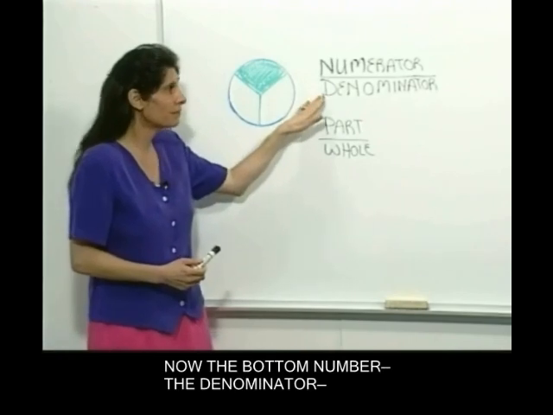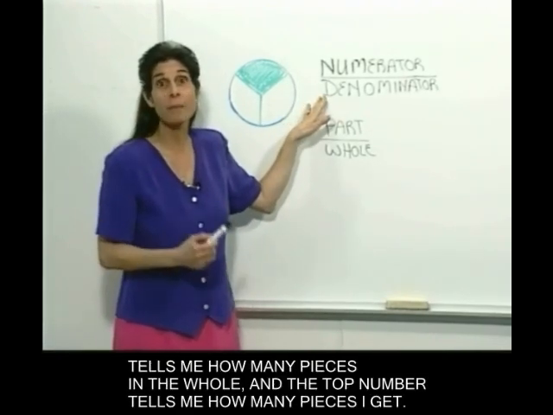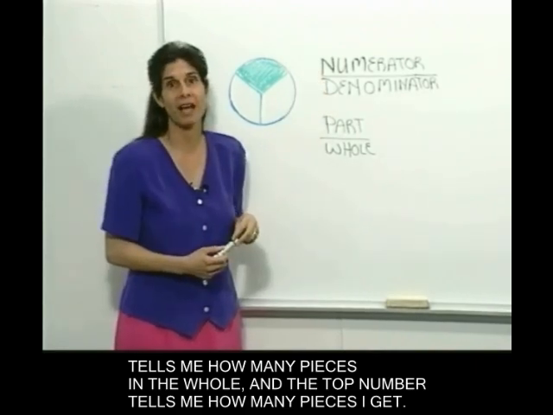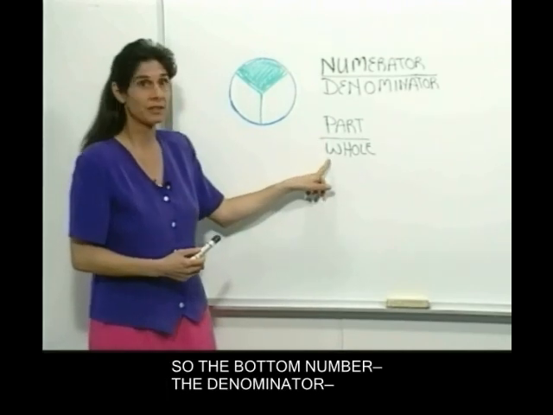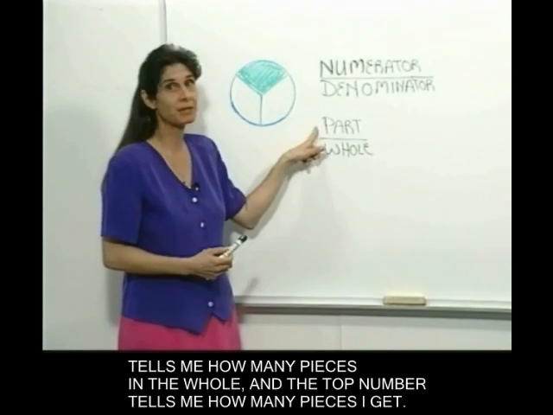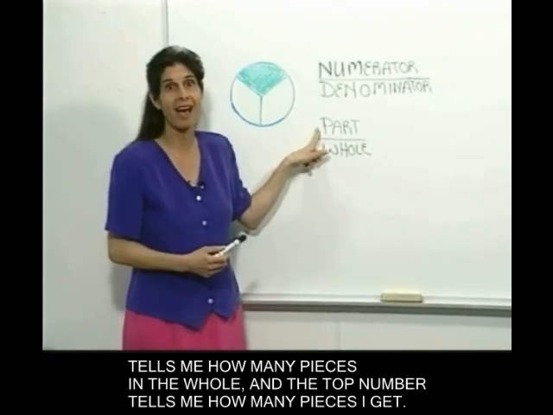Now, the bottom number, the denominator, tells me how many pieces in the whole, and the top number tells me how many pieces I get.